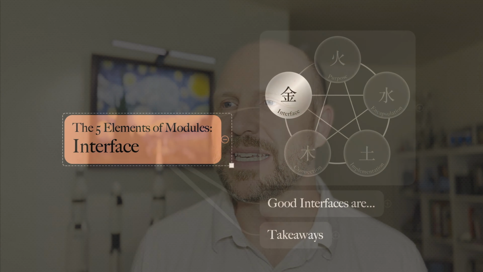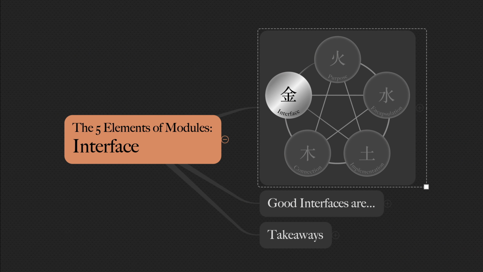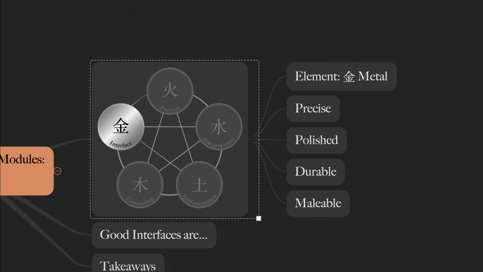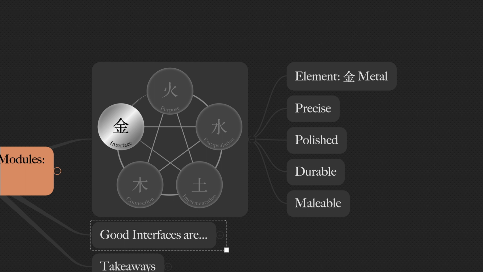With each of these 5 elements, I've mapped them to these Chinese philosophical elements. And for interface, it is metal that I think matches closest. And these sort of metal descriptor words, I think, align pretty well with interface. Again, this is just for fun, but an interface has precision, it's polished, it's durable, it's malleable. And I think it fits with the metal theme. So let's dive into what good software interfaces actually look like.